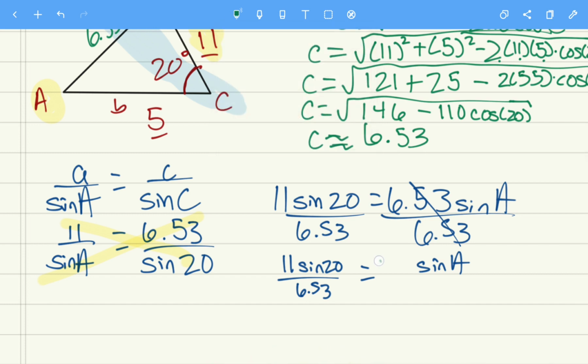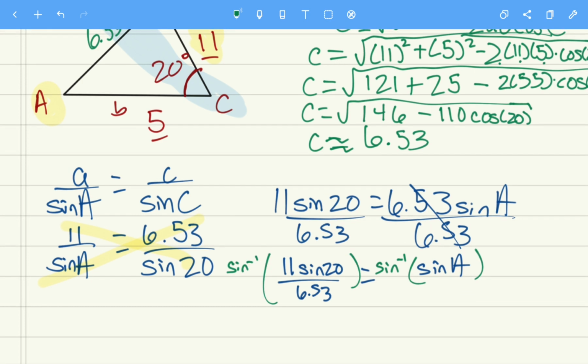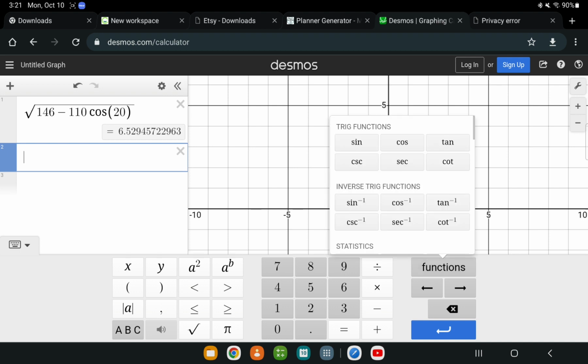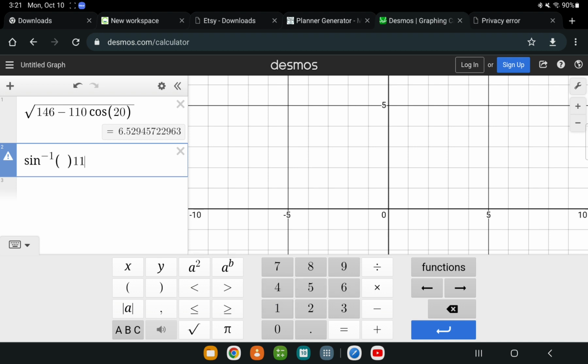Take the inverse sine of both sides. Plug that into a calculator: inverse sine of 11 times sine of 20, close parentheses, divided by 6.53. And we get about 35 degrees.